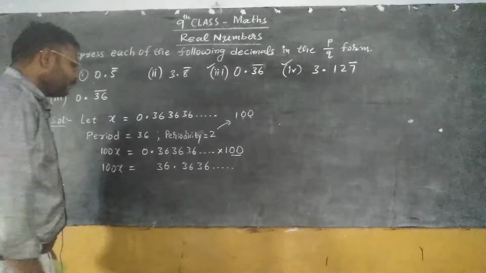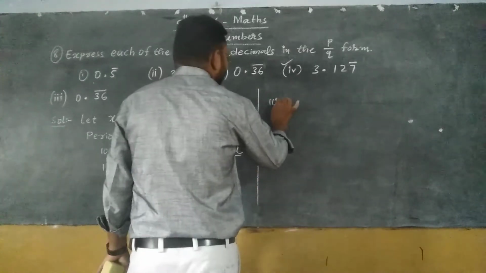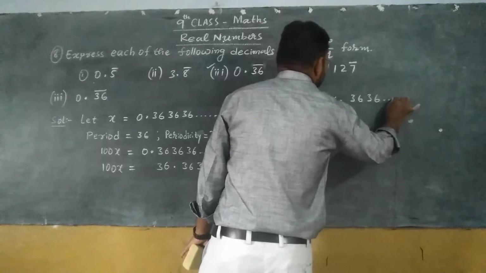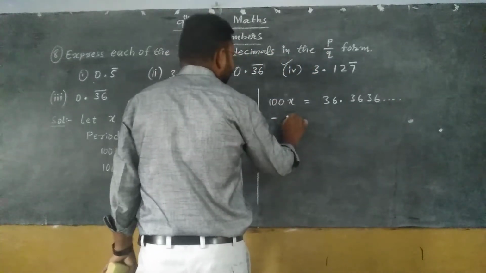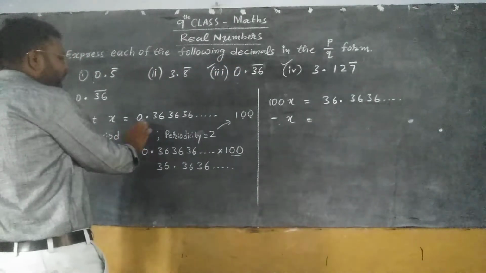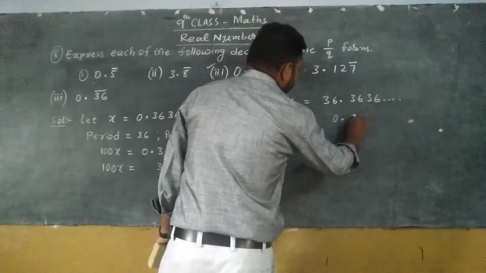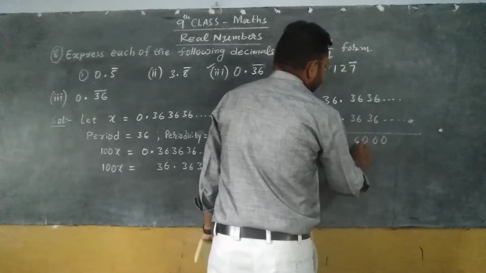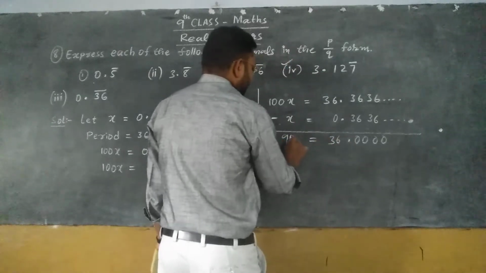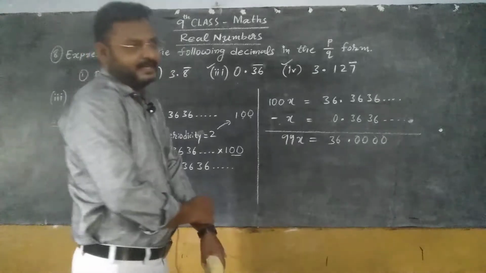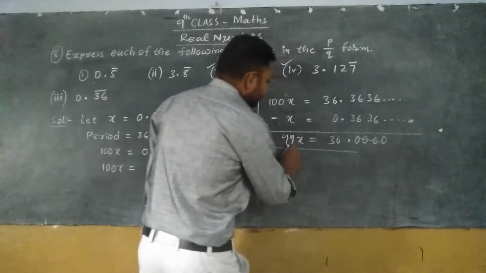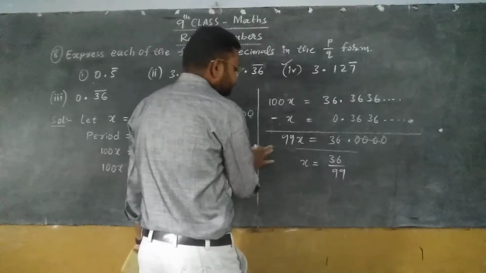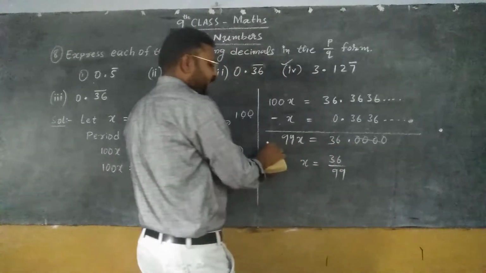So this is the multiplication of 100 into 0.36 36 36. Now take this 100x value, that is 36.3636 and so on, and subtract the value x. What is x? x is equal to 0.3636 and so on. Now subtraction. 100x minus x is 99x. Zeros are not valid. So 99x is equal to 36. x is equal to 36 by 99.